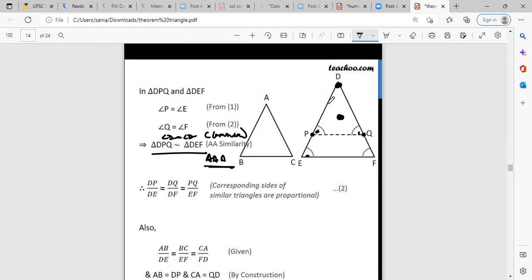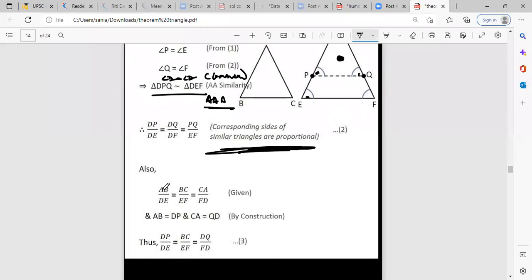So obviously DP divided by DE, right? And DQ divided by DF, PQ divided by EF, they all will be equal, right? Because they are similar. So by this, corresponding sides of similar triangles are proportional. You have to remember this property. Corresponding sides of similar triangles are proportional to each other. Clear? So these two triangles are similar, that's why this is the situation.